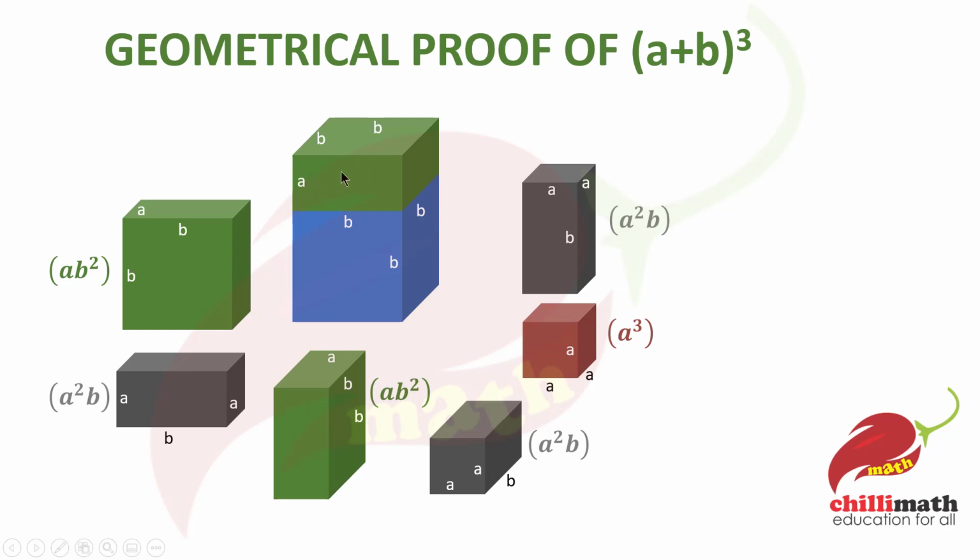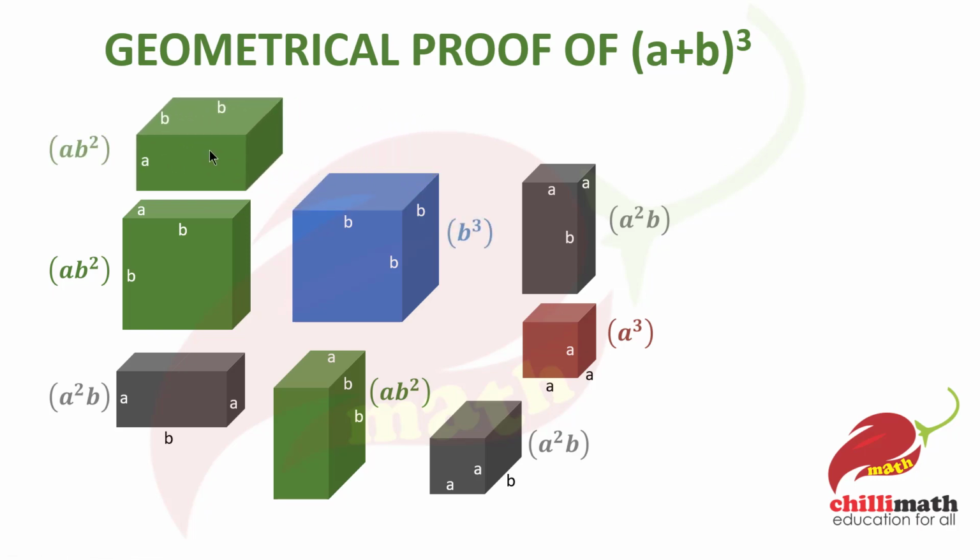Now let's separate this green portion whose length is b, breadth is also b and height is a. So its volume is also ab². After this, we are left with a cube with side b. So its volume, as you know, is b³.